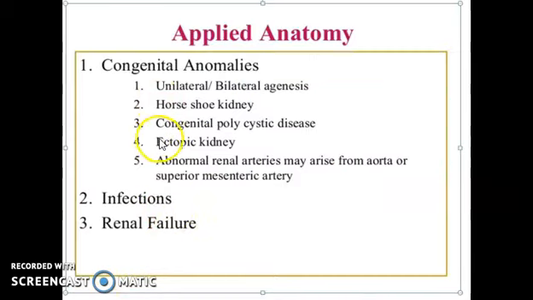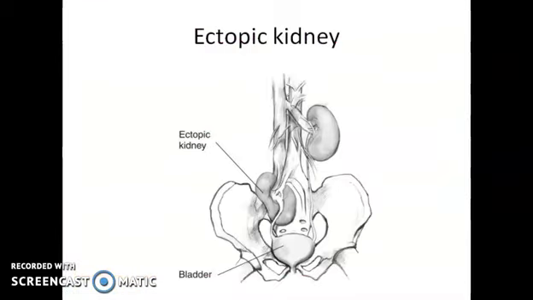The next congenital anomaly can be the ectopic kidney, in which the kidney is not in its normal position. It is lying in the pelvic region. So that's why this kidney is also called the pelvic kidney.